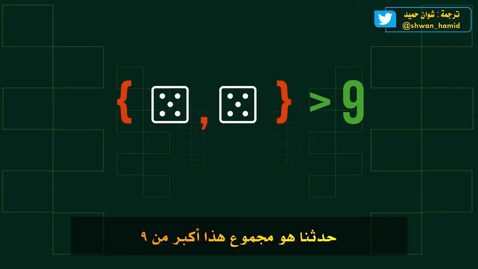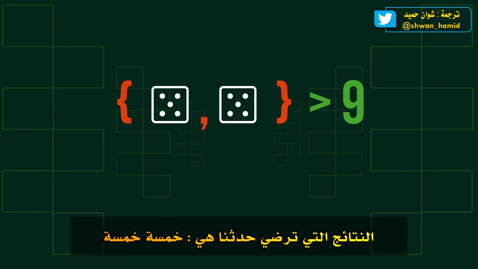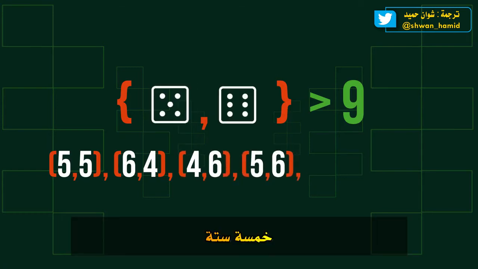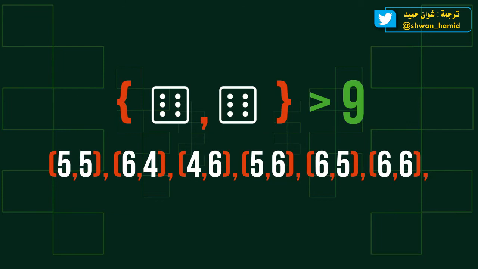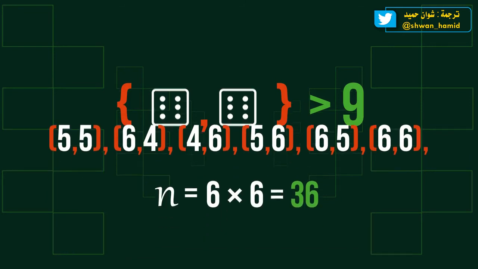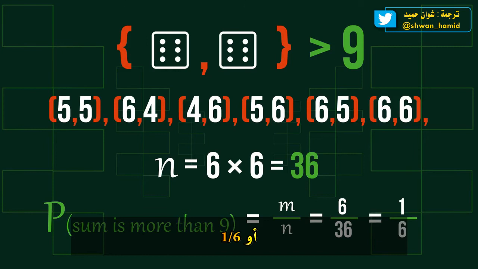For example, let's find the probability of getting more than 9 as a sum of 2 rolled dice. Our event is a sum that's greater than 9. Outcomes that satisfy our event are 5, 5; 6, 4; 4, 6; 5, 6; 6, 5; and 6, 6. The number of all possible outcomes is 6 times 6, which equals 36. So our probability is 6 over 36, or 1/6.